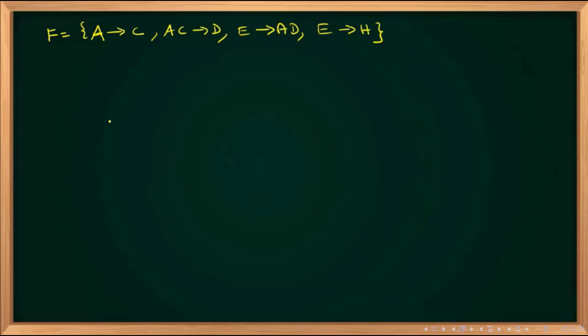F equals A to C, AC to D, E to AD, E to H. Functional dependency set G is equal to A to CD, E to AH. This is the question. You have to prove whether F is equivalent to G or not. Do it fast.